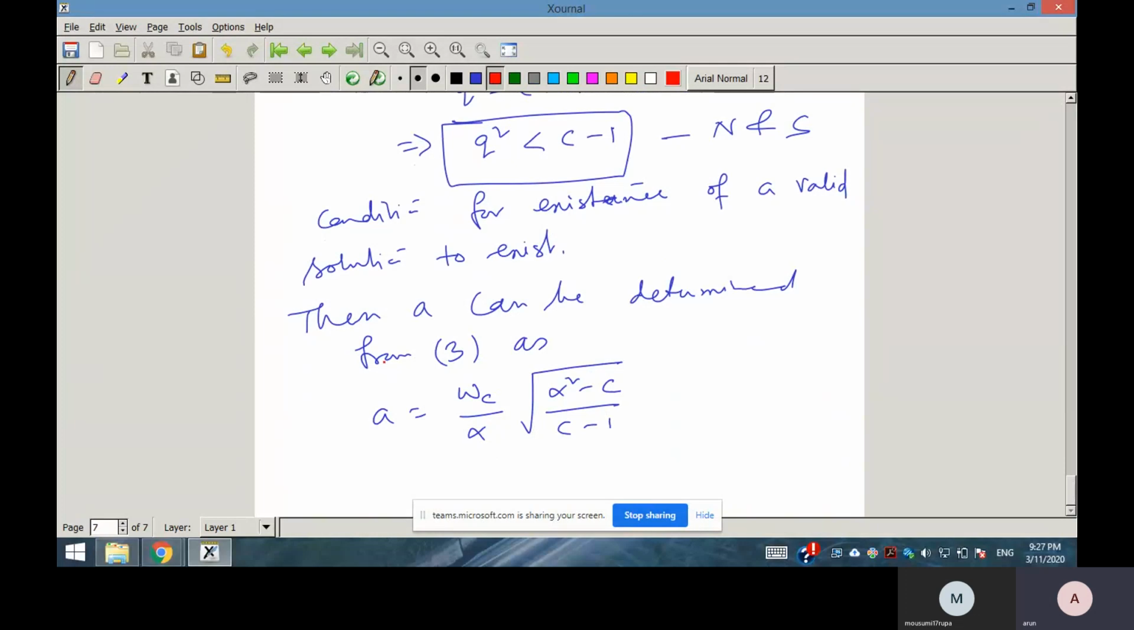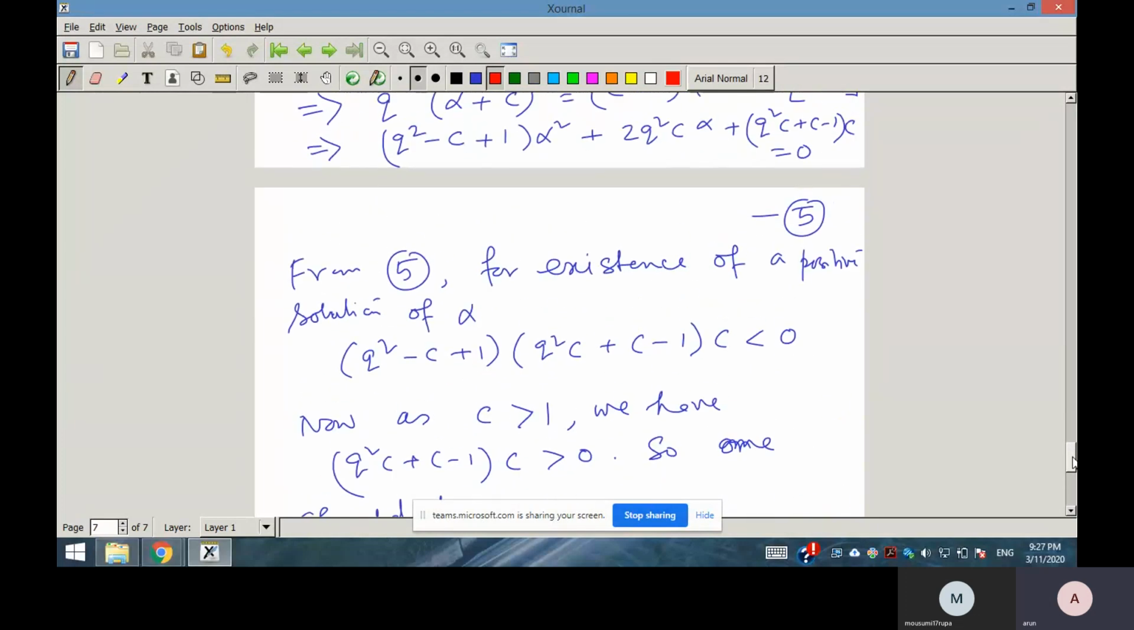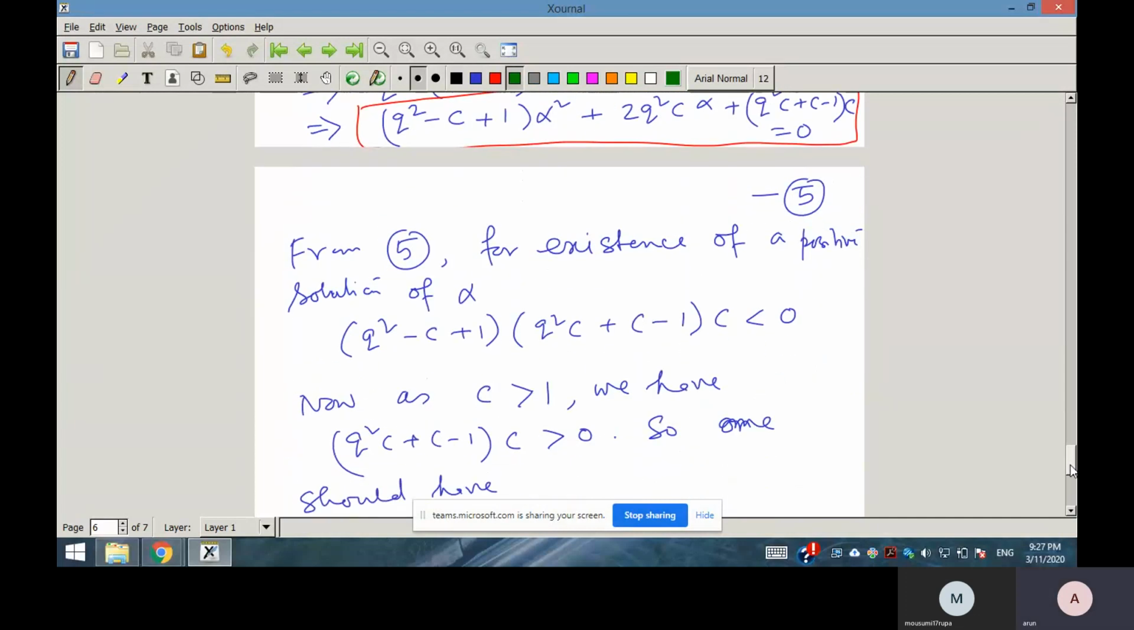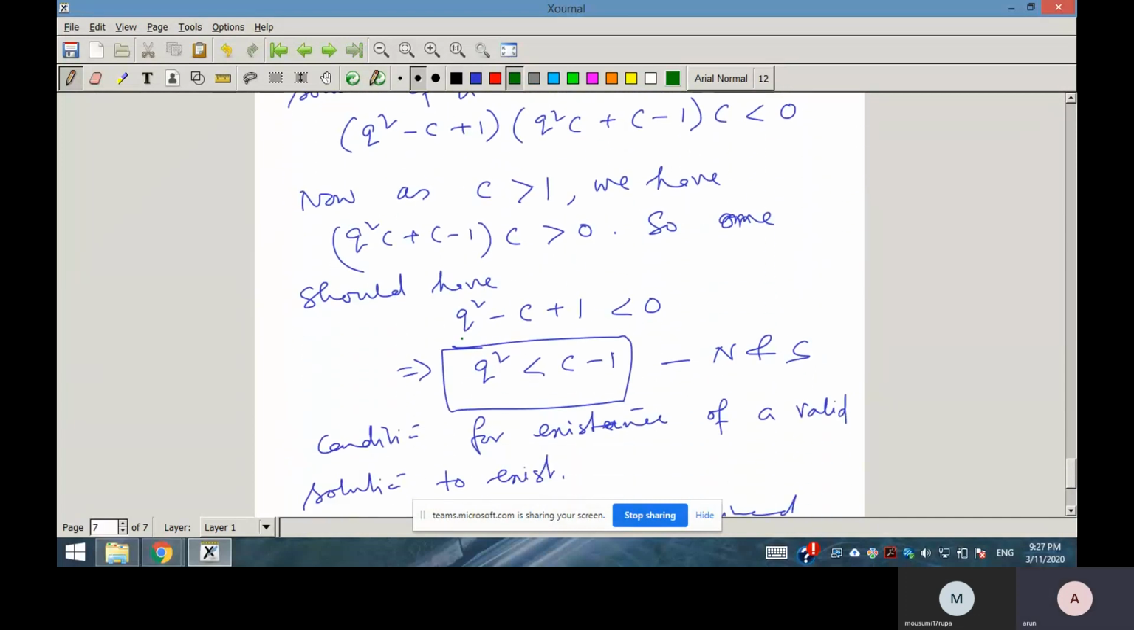So this expression is also very important. This is for computation of A, and this expression is for computation of alpha, and this is your necessary and sufficient condition for existence of solution. Okay.